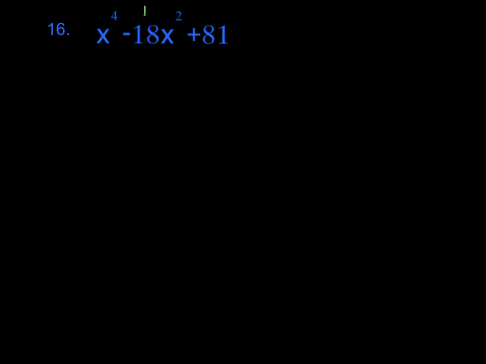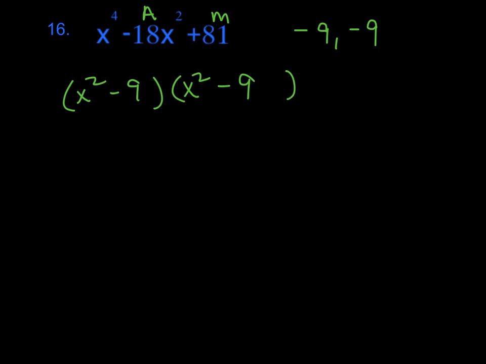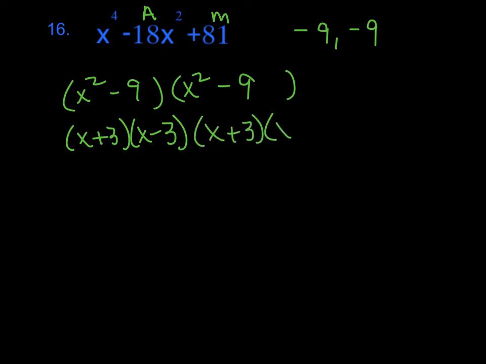So I'm just going to figure out what adds to negative 18 and multiplies to 81, which in this case would be a negative 9 and a negative 9. Alrighty, so two sets of parentheses, x squared's going in both of them, and minus 9 and minus 9. Now let's check that out because I see differences of squares in both, obviously, because they're the same. So x plus 3, x minus 3 for the left set of parentheses, and we're going to repeat this again, x plus 3 and x minus 3.